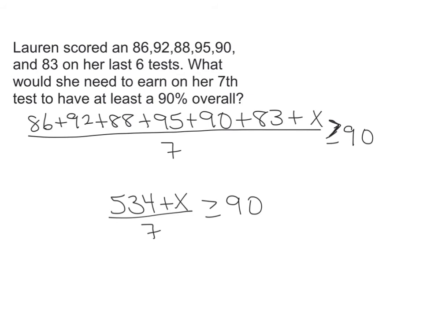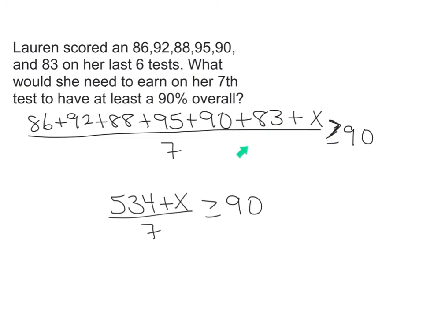So what I did here was I listed out all of her grades that she currently has and added them together, the 6 grades, and I added on this 7th test, which is unknown, so I left it as X. And since we're finding an average, I added them all together, and I divided by 7 because with this last one included, it now makes 7 tests. And we want the score to be greater than or equal to 90, at least a 90.